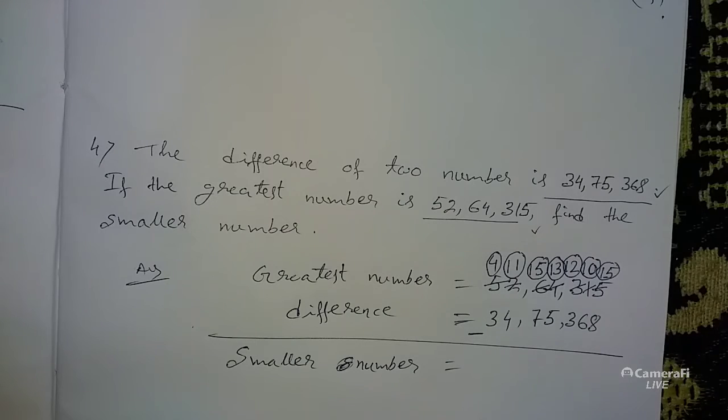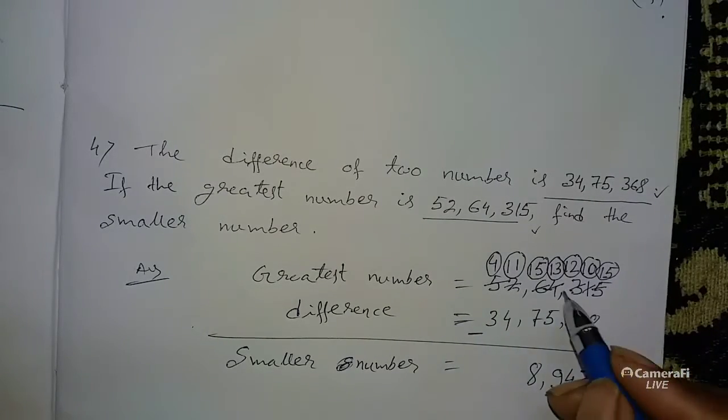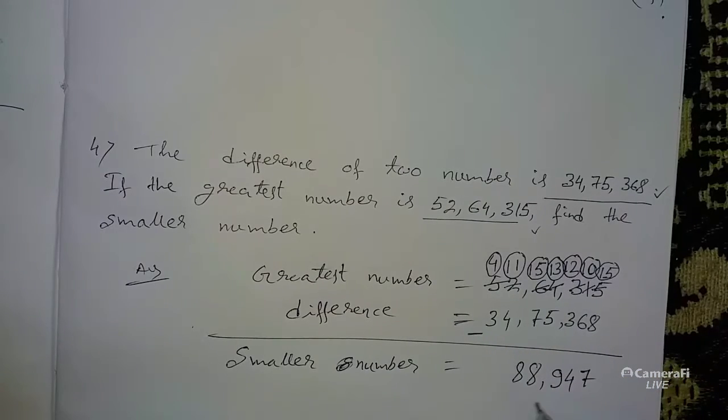Now let us complete it. 15 minus 8, that is 7. 10 minus 6, 4. 12 minus 3, 9. Then 13 minus 5, 8. 15 minus 7, again 8. 11 minus 4, 7. And 4 minus 3, 1. So the smaller number becomes this one. This is our required answer, the smaller number.